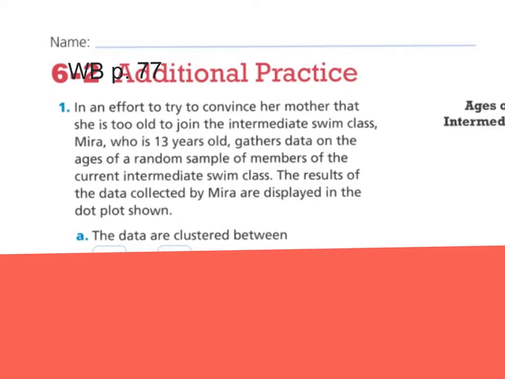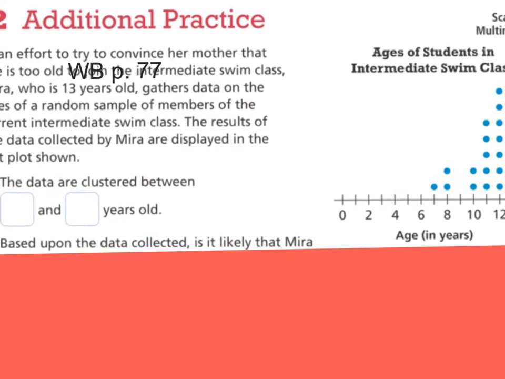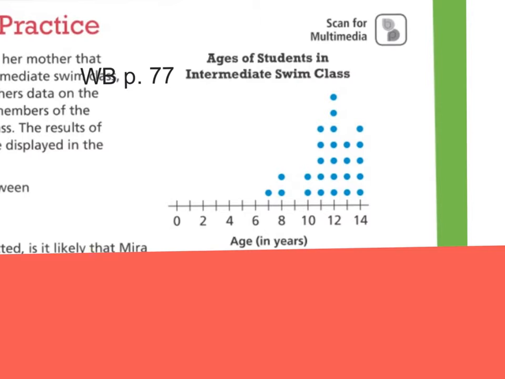So the first thing, they're asking the data are clustered between blank and blank years old. So cluster, we're trying to look for a group where we've got a lot of dots. A couple options here you could argue. I would probably say in this area here would be our area where we've got most of the things. The 10 you could include into that also would be okay.